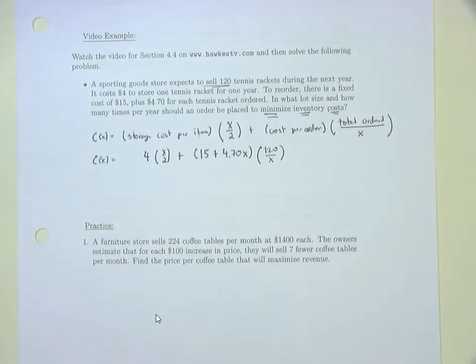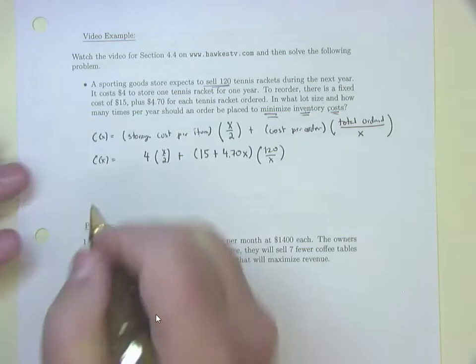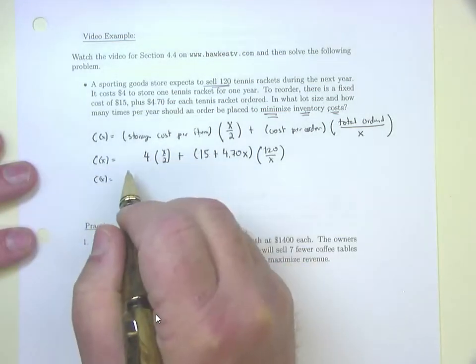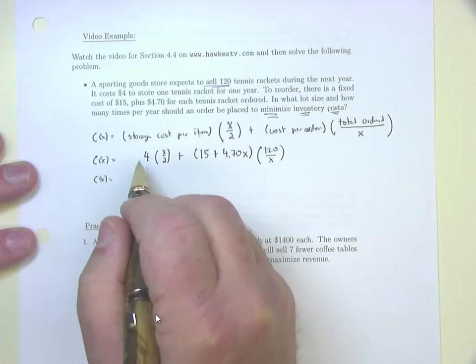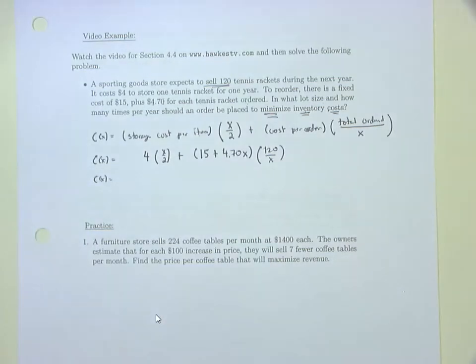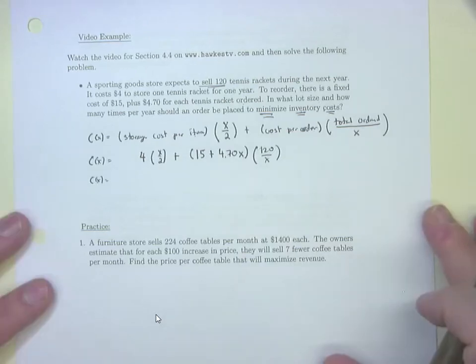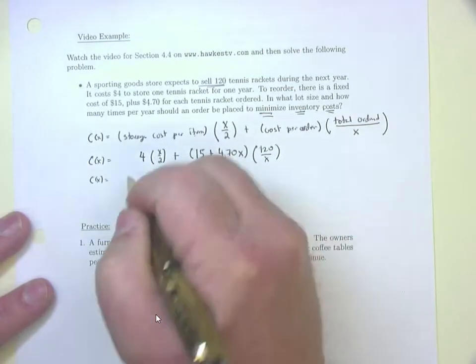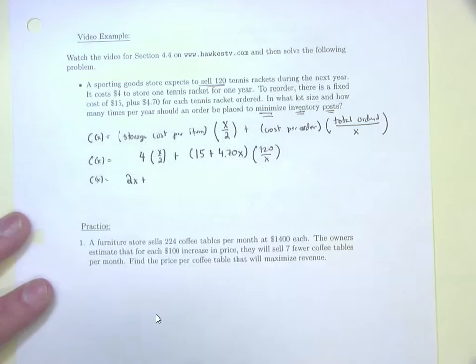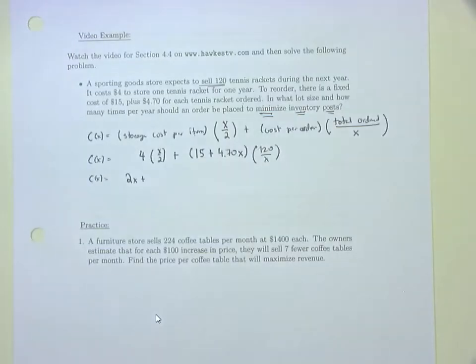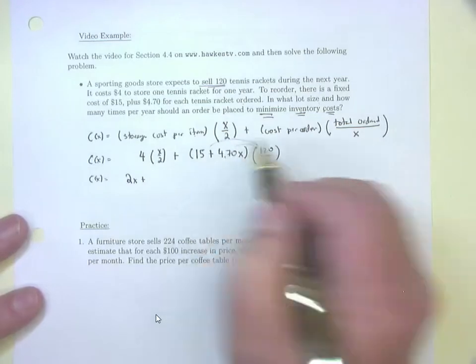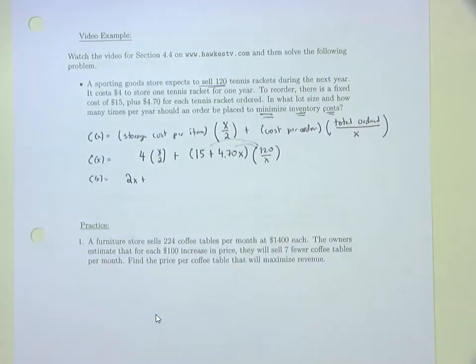So clean this guy up, and what do we get? C of X is going to be equal to... trying to do my problem here. Let's see here. The cost per item is 4 times X over 2. That would give me 2X plus, in this problem here, I'm going to distribute and grab my handy dandy calculator because I don't want to screw this up.